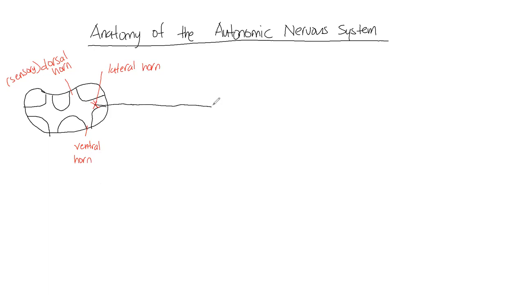They travel out, they synapse at a ganglia. And I'll talk about what a ganglia is here in a bit. And then the second neuron, so the postganglionic neuron, synapses onto the effector tissue. And so the effector tissue can be a couple of different things here. We're talking about the autonomic nervous system. So this is not tissue or glands that we voluntarily control.